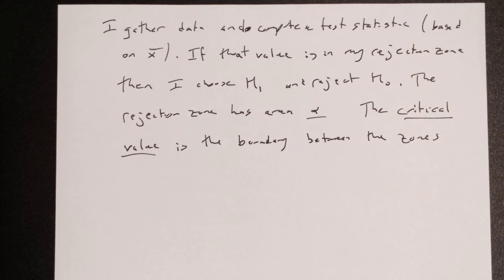The critical value is determined by our choice of alpha. The smaller I make alpha, I get fewer type 1 errors, but this makes it harder to reject my null hypothesis. How am I going to decide on that value? Well, that's going to depend on what we know about our population. The critical value is either a z value or a t value.